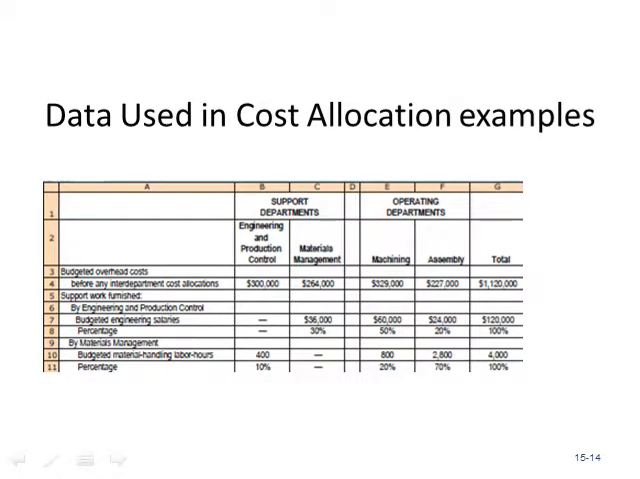And so here we just see an example of the cost for the support and operating departments from a sample company. We'll use this information to allocate the cost using the direct method. And so here we see that the engineering and production has budgeted overhead costs before any interdepartment cost of $300,000. And that is a support department, and the materials management support department has a budgeted overhead cost of $264,000. And then we see our operating departments of machining, assembly, and a total. And each of those have their budgeted engineering activities, they have budgeted material handling and labor costs.